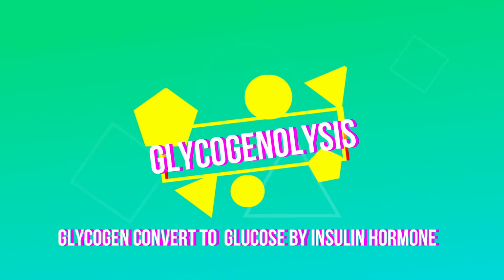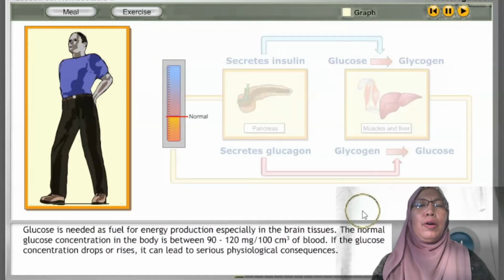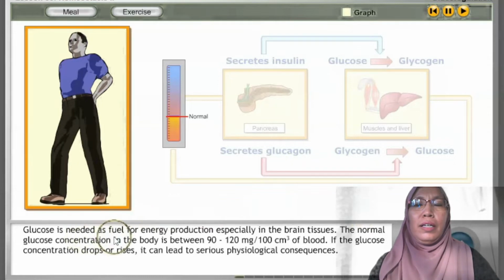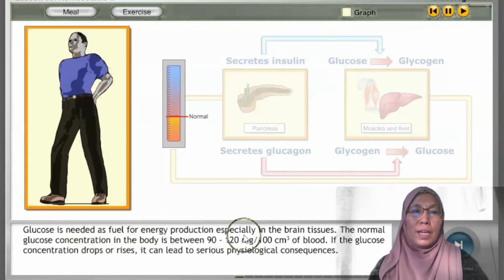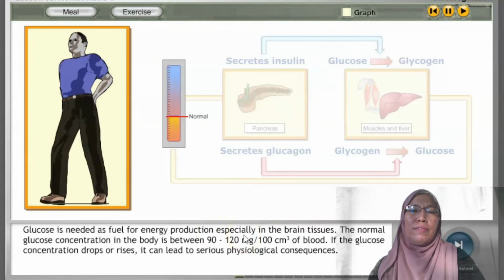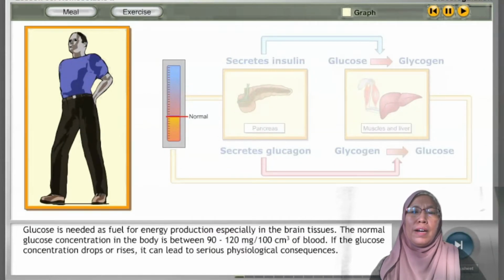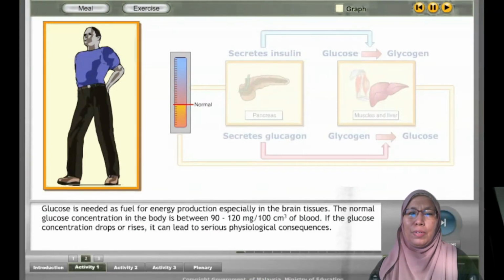So let me discuss the control of glucose, when we have a meal and when we exercise. The glucose is needed as fuel for energy production, especially in the brain tissue. So if the glucose concentration drops or rises, it can lead to serious psychological consequences.